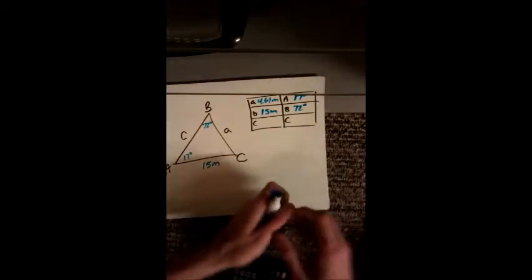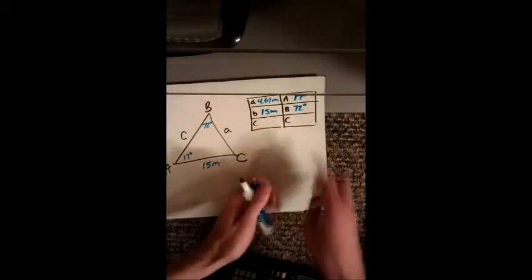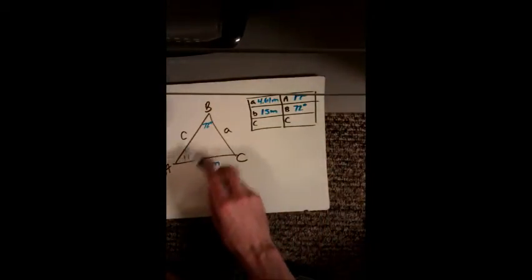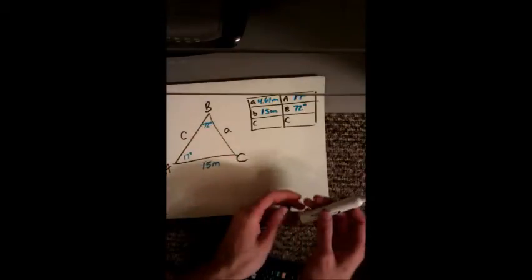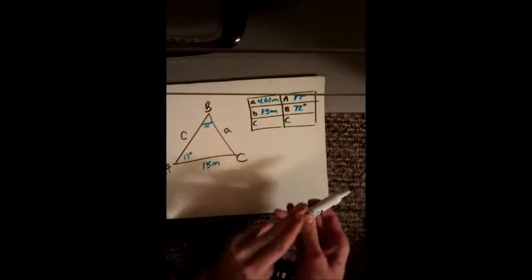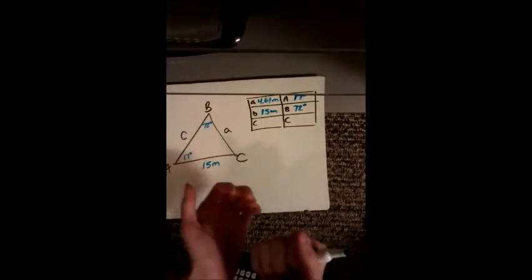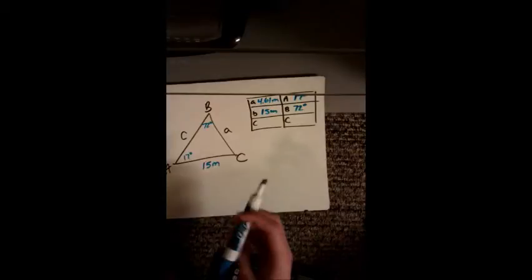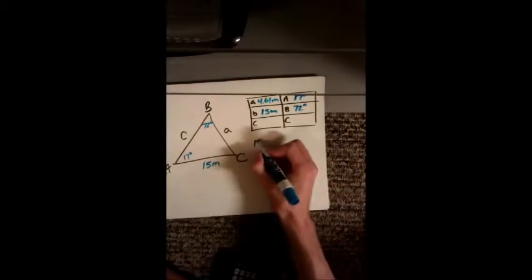I'll erase my work here. And the only thing I like to find is little c and big C. So notice I know two of the angles in this triangle, and I also know that there are three angles in a triangle, hence triangle. So those three angles in a triangle have to add up to 180.